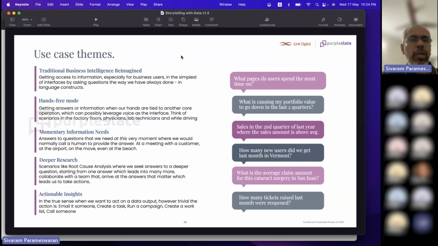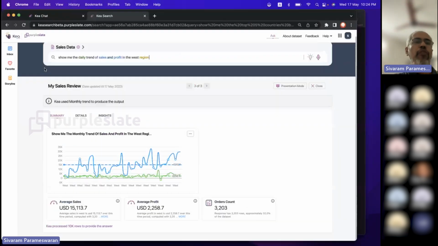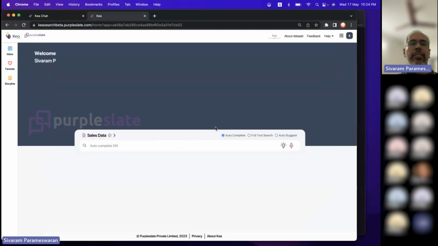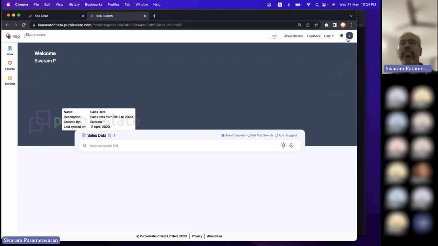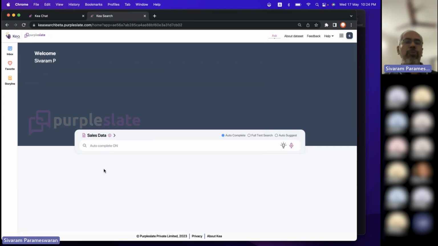Here are some examples of where this could be used, in terms of use case themes. As I said, simplified access: just like the popular search engine, you could embed this search widget within any of your applications. It's like this search widget you see here. On the data context of a specific data set or a whole bunch of data sets, you can expose this to any of your applications.